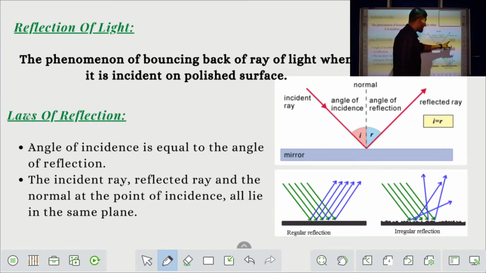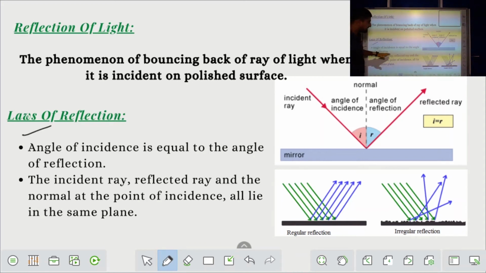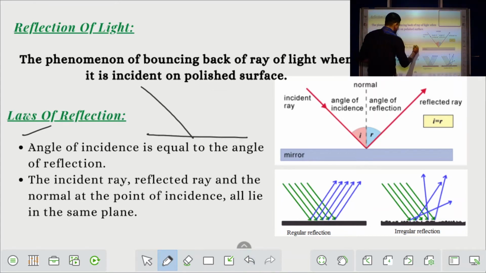It says that with whatever angle the incident ray falls on the surface, with the same angle it gets reflected. That's what the law of reflection says. You can see here the angle of incidence is equal to the angle of reflection. Very simple. Just say, this is the surface, the light is falling, this is the direction.